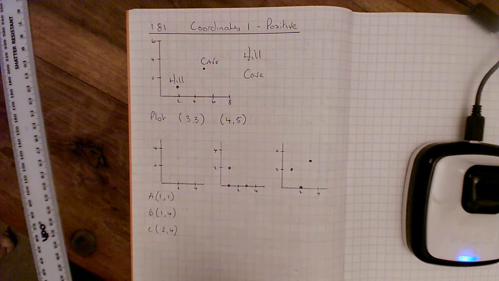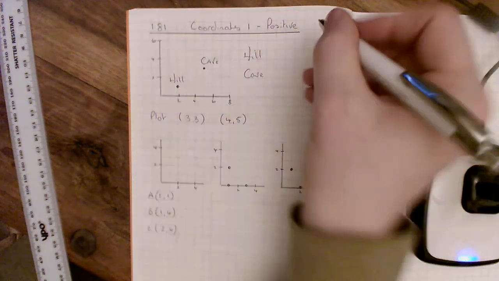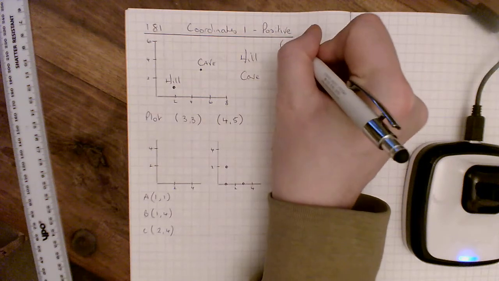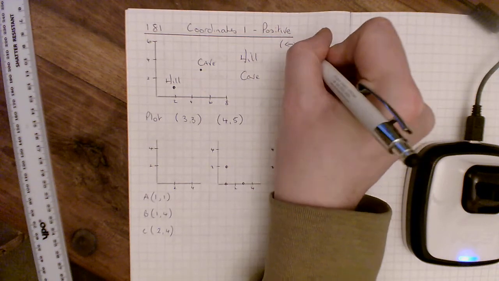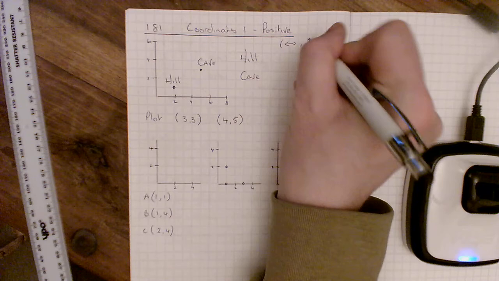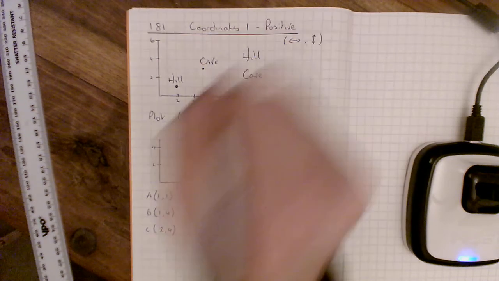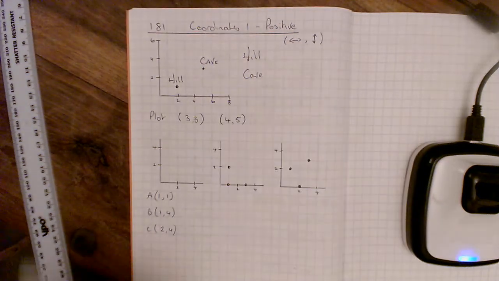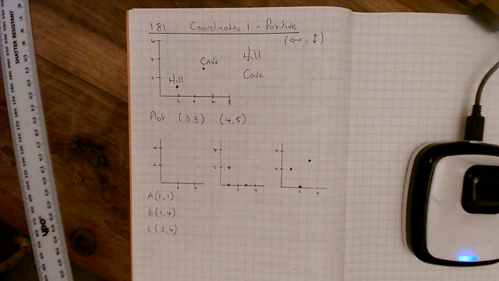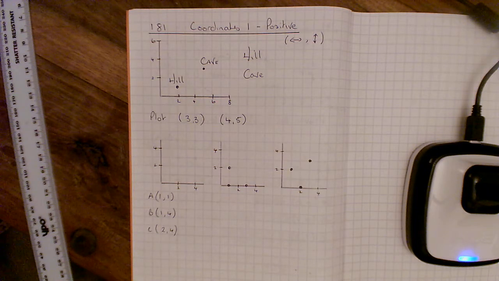Okay, the thing to know about coordinates is the first number in the brackets is to go left or right, and then the second number in the bracket is to go up or down. Some people are taught "along the corridor and up the stairs." So if you came to my house, you'd walk along the corridor, then you would go up the stairs.